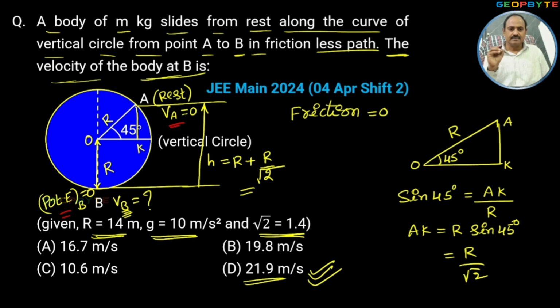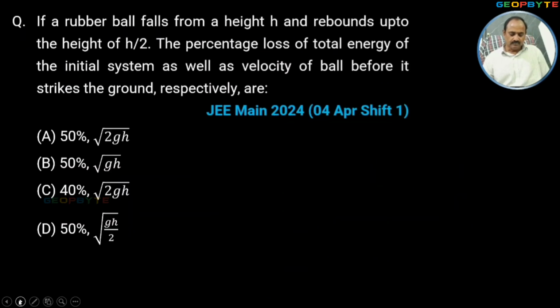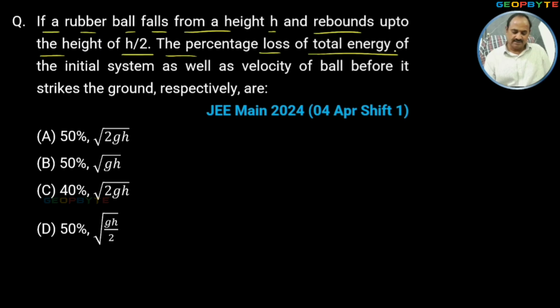Are you following clearly? I am trying to explain each and every point for your better understanding. Okay. Similarly, let us take another important question. Try to read that question clearly. If a rubber ball falls from a height h and rebounds up to the height of h by 2, the percentage loss of total energy of the initial system as well as the velocity of the ball before it strikes the ground, respectively.